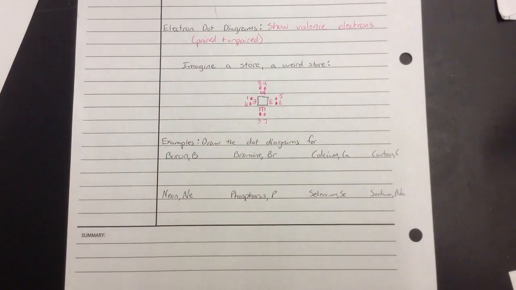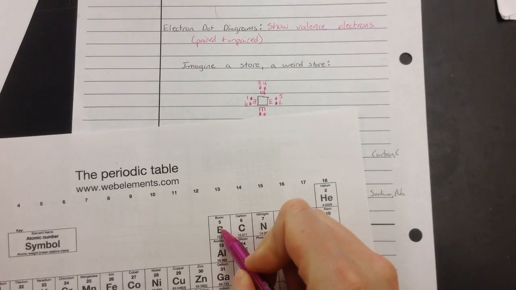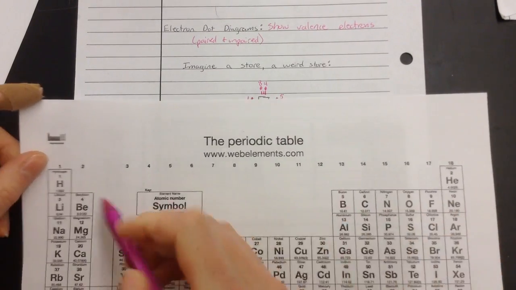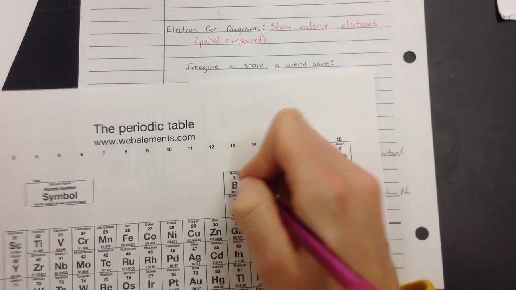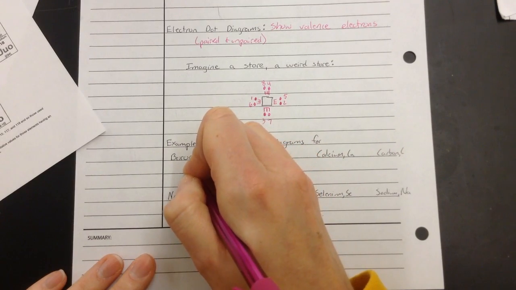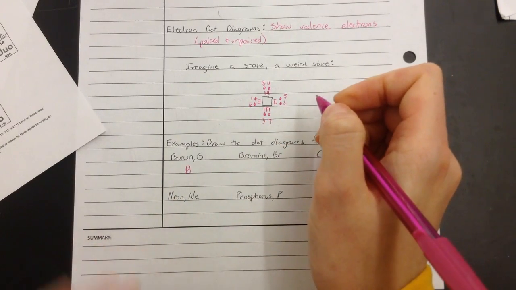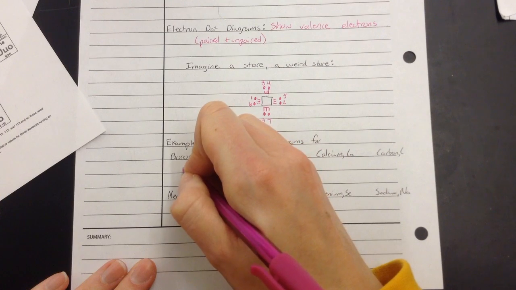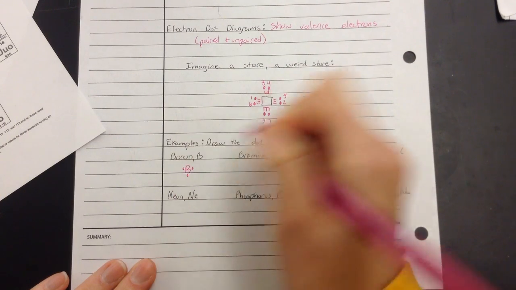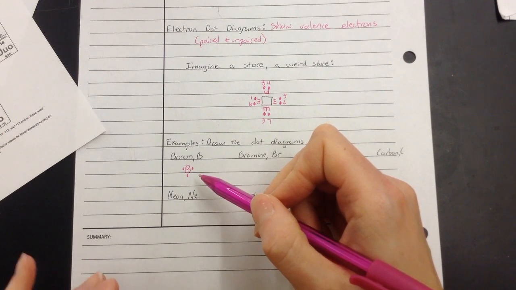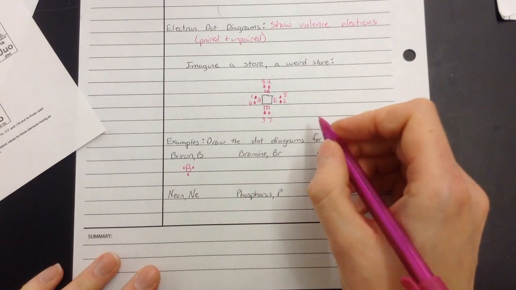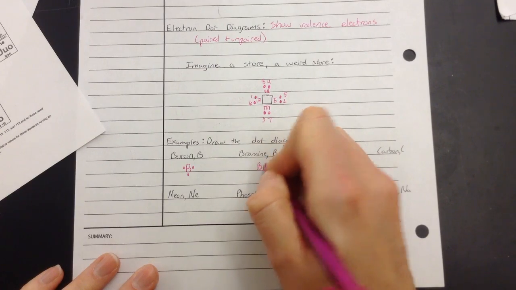Boron, we're going to need our periodic table. Boron is right here. Boron is in the third column, so it has 3 valence electrons. So I'm going to write the symbol for boron, and then I'm going to park my 3 electrons. 1, 2, 3. Now you could pick any 3 sides really when it comes to boron, depending on where you want to start.